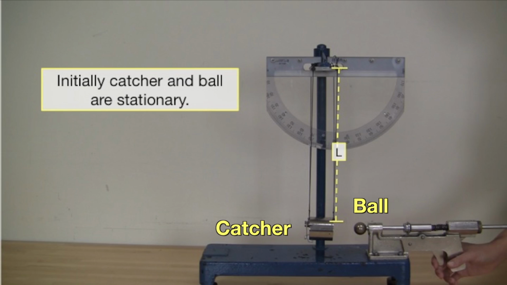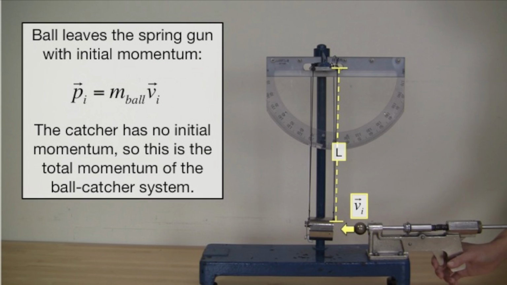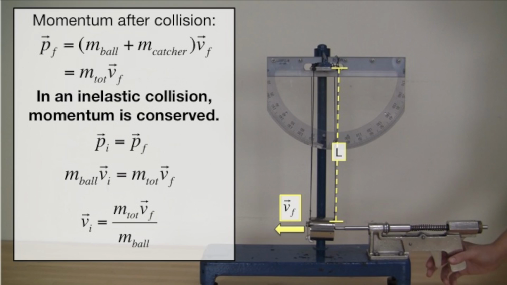Let's first derive an equation for this relationship. Initially, the catcher and ball are stationary. The ball then leaves the gun with an initial momentum equal to the mass of the ball times its velocity. As the catcher is stationary, this is also the total momentum of the system. Immediately after the collision, we set the momentum equal to the total mass of the ball plus catcher times the velocity. In an inelastic collision, momentum is conserved. We set the two momenta equal to each other and solve for the initial velocity in terms of the final velocity. Kinetic energy is not conserved in this collision.